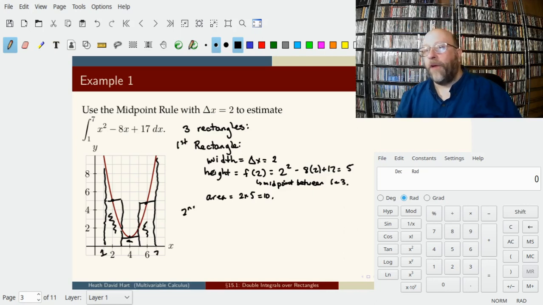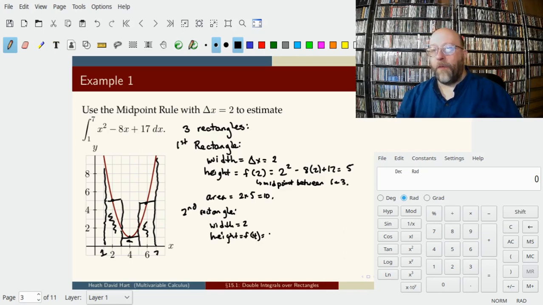For the second rectangle, the width is 2. The height is f of 4. So that would be 4 squared minus 8 times 4 plus 17. And that equals 1. And so the area is 2 times 1, which is equal to 2. And then we've got to find a place to squeeze in the third rectangle. I don't have a lot of room today because I want to leave the calculator open.